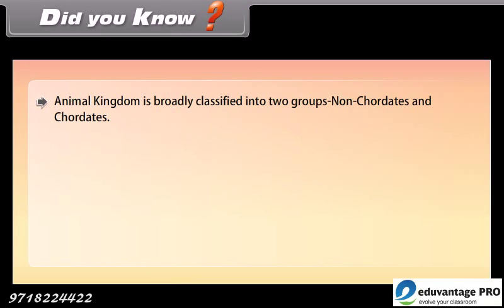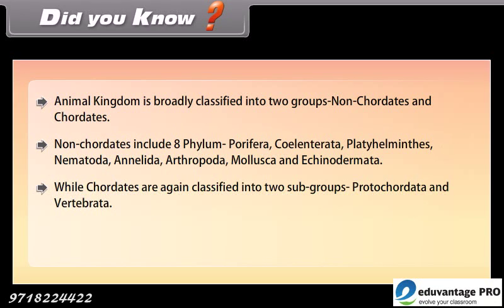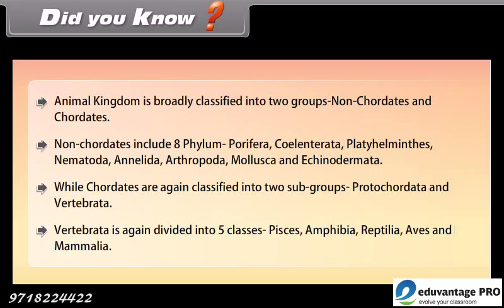Did you know the animal kingdom is broadly classified into two groups, non-chordates and chordates? Non-chordates include 8 phyla: Porifera, Coelenterata, Platyhelminthes, Nematoda, Annelida, Arthropoda, Mollusca, and Echinodermata. While chordates are again classified into two subgroups, Protochordata and Vertebrata. Vertebrata is again divided into 5 classes: Pisces, Amphibia, Reptilia, Aves, and Mammalia.